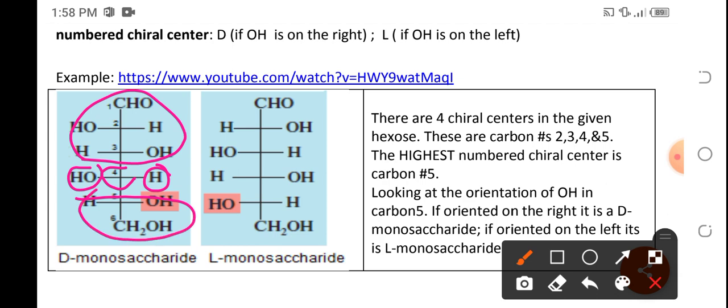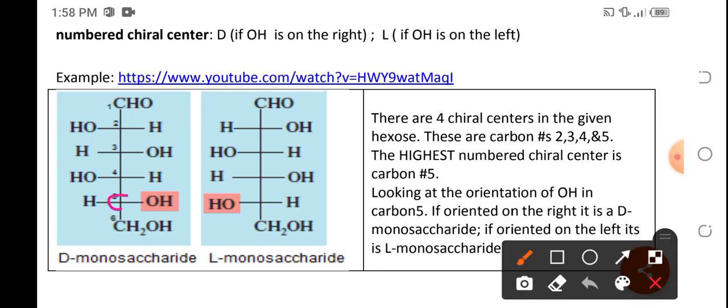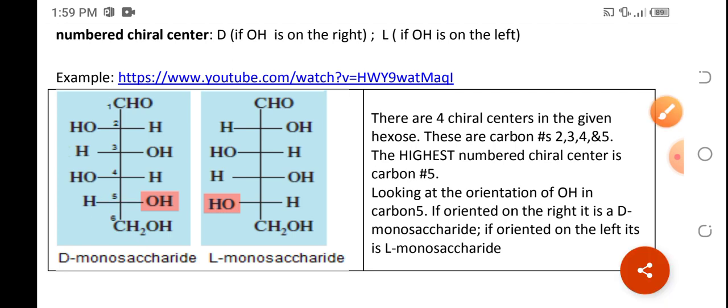Okay, so carbon number 5 could also be considered as a chiral center. However, carbon number 6 could not be considered as a chiral center because of the existence of H2. Kasi sabi natin, para maging chiral center, kailangan niyang magkaroon ng apat na magkakaibang grupo na naka-attach sa kanya or sa carbon atom through single bond. Okay? So, paano natin malalaman if this is a right-handed or left-handed monosaccharide?